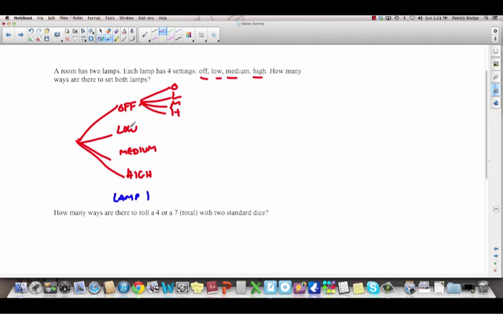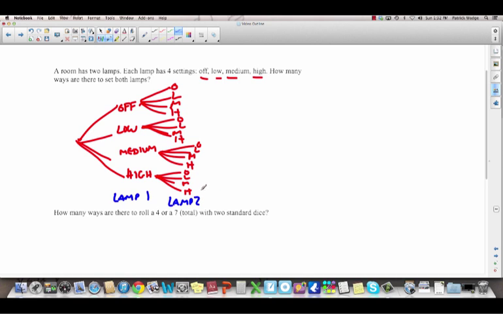What if the first lamp was low? What could the second one be? It could still be off, low, medium, high. How about if the first lamp was medium? The second one could be off, low, medium, high, and in this final case, when the first one's high, it could also be off, low, medium, high. All this stuff here is lamp 2.